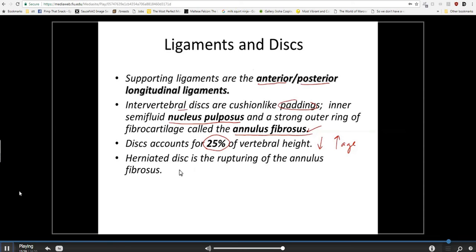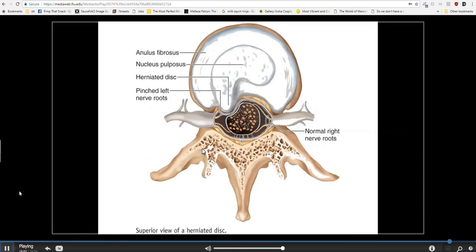So let me show you the anatomy of a herniated disc. So here's the nucleus pulposus. If you have compression of that disc, that can actually cause the pulp to bulge out and compress on the root, therefore causing pain and resulting in a so-called pinched nerve. Okay.